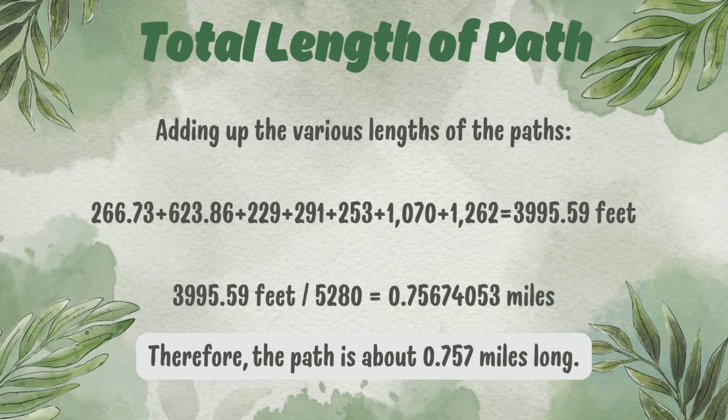Once I had these lengths, I was able to calculate the total length of the path, and I did this by adding up all of the lengths that I found. So first I added up 266.73 feet and 623.86 feet for the two curves, as well as 229 feet, 291 feet, 253 feet, 1,070 feet, and 1,262 feet, and I got that the total length is about 3,995.59 feet. However, I decided that I wanted to convert this into miles, which I did by dividing by 5,280.